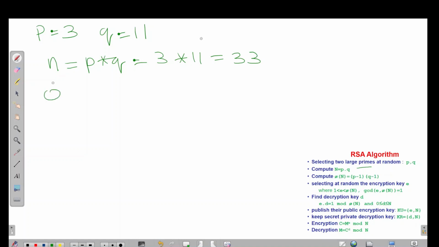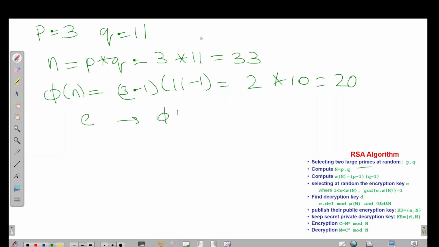The next step, phi of n, which is equal to (P minus 1) into (Q minus 1). So (3 minus 1) into (11 minus 1), which is 2 into 10, which is 20. Now, the next step is to select at random a key E such that E should be co-prime with phi of n. Here, phi of n is 20. Let us take E equal to 7. So now let us find GCD of 20 and 7.